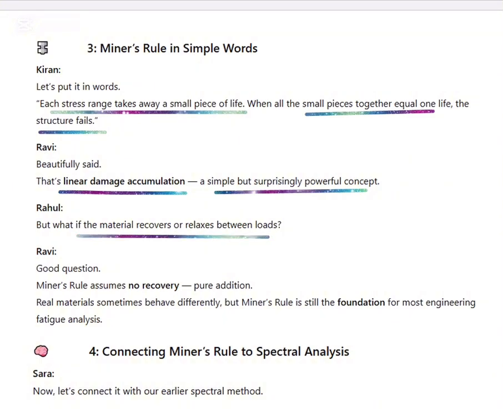But what if the material relaxes between loads? Miner's rule assumes no recovery, pure addition. A real material sometimes behaves differently, but Miner's rule is still the foundation for most engineering fatigue analysis.